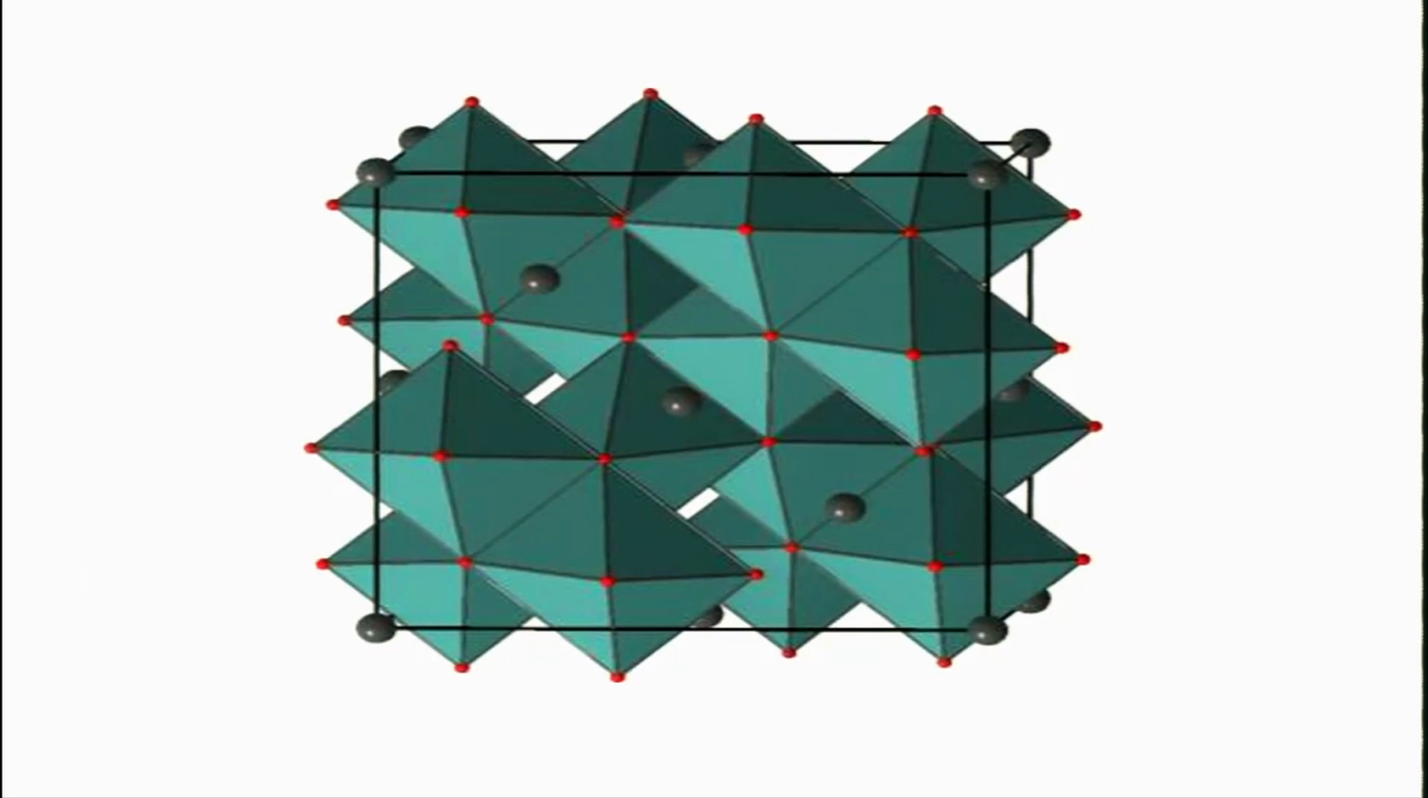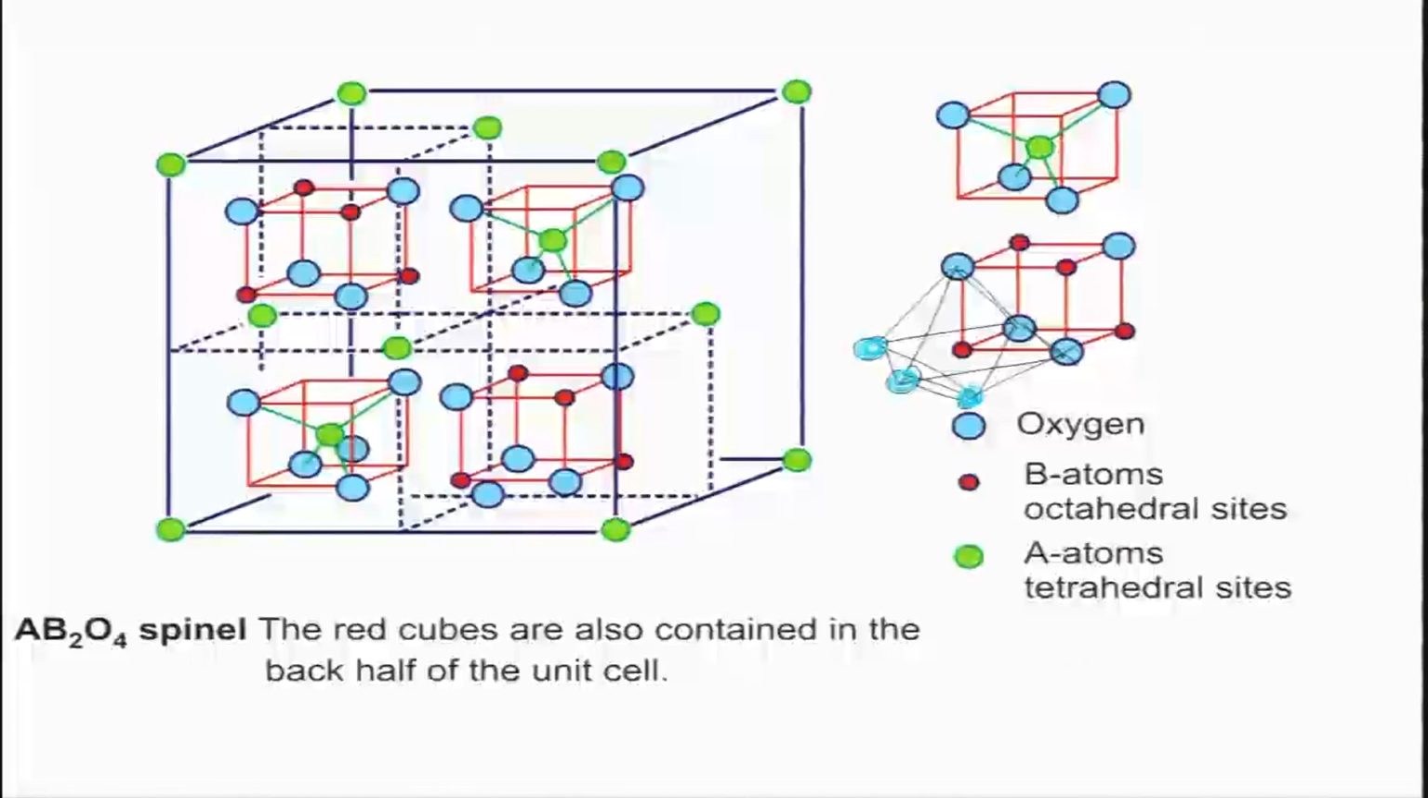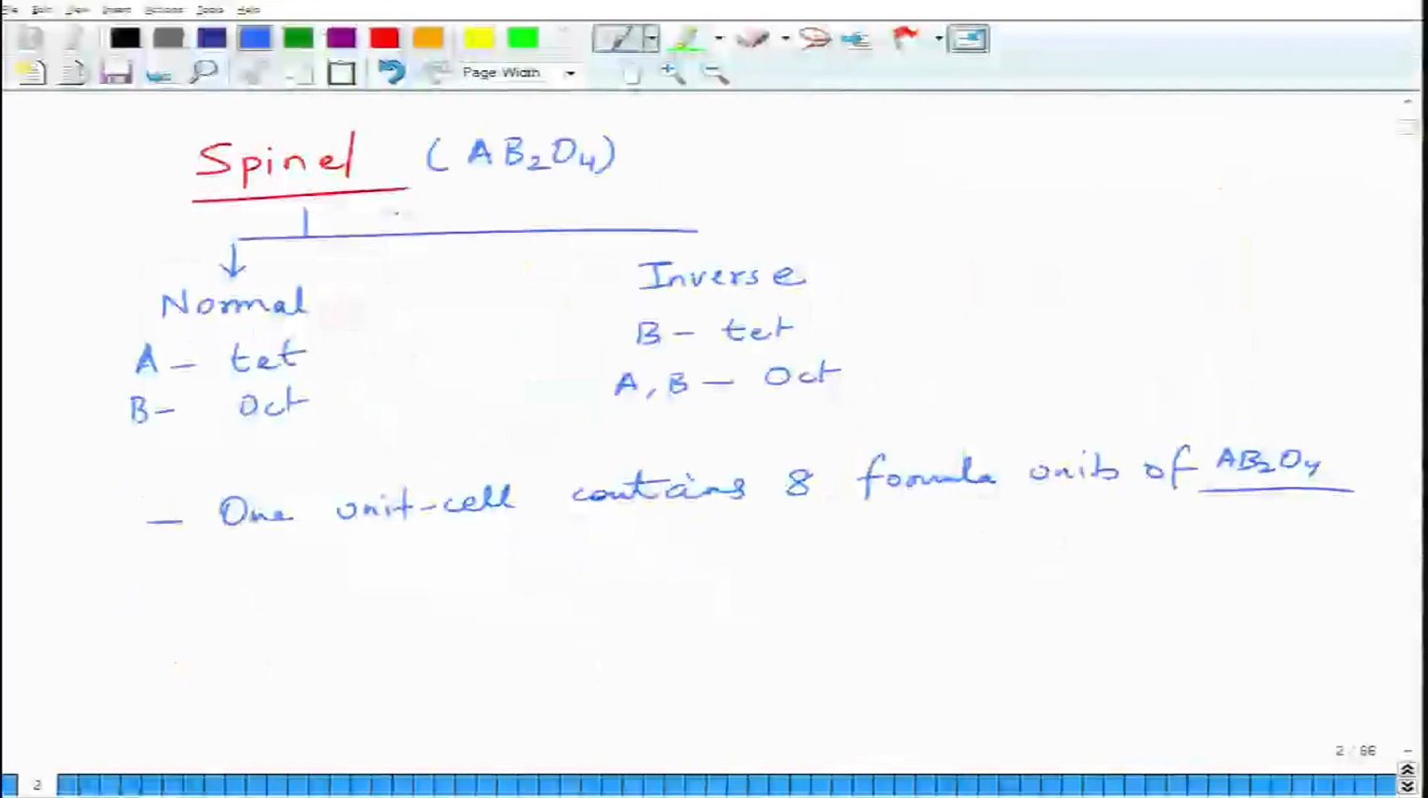Octahedras will consist of basically the B cations, and tetrahedral sites will contain the A cations. So this is basically the spinel structure as I was talking. So you can see here, this contains 8 unit cells of formula units of AB2O4.